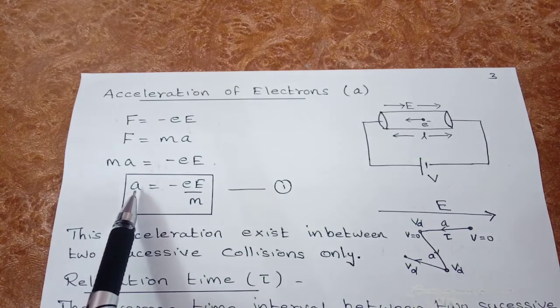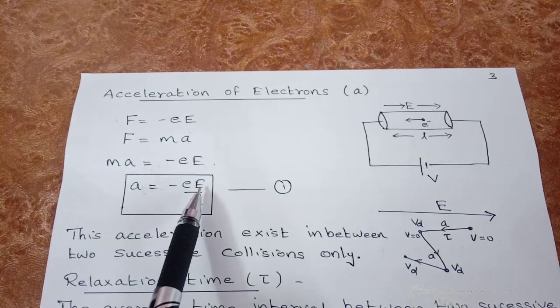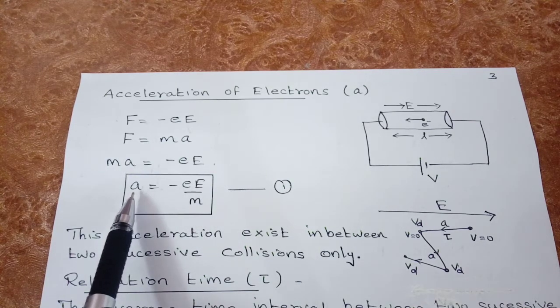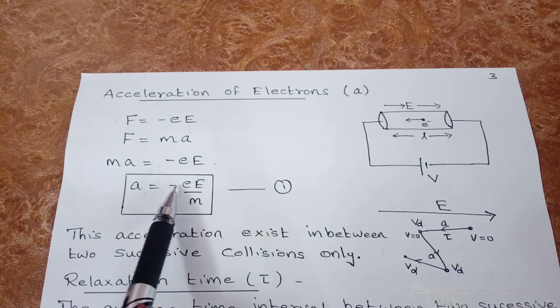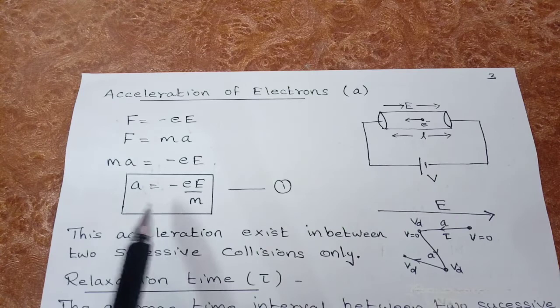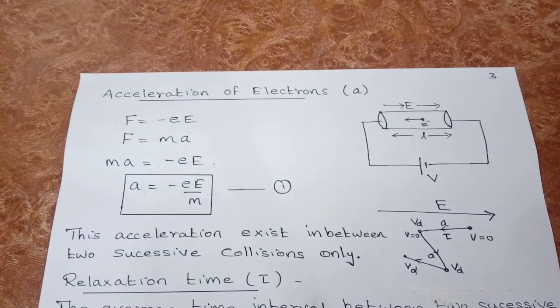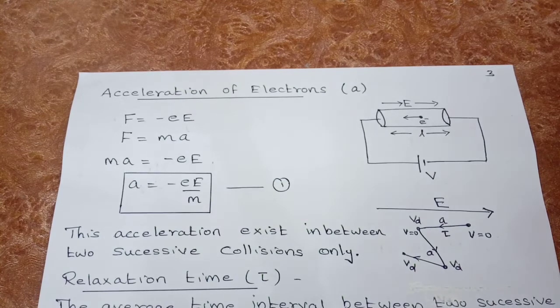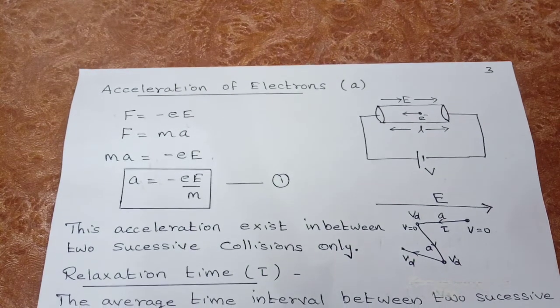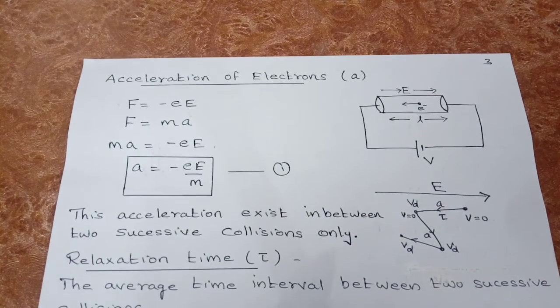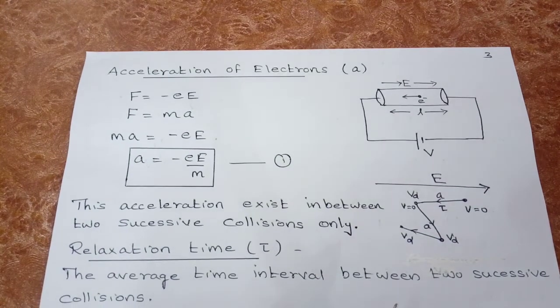Now the acceleration of the electron is directly proportional to electric field. The more the electric field, the more will be the acceleration. Acceleration of the electron is opposite to electric field. That is what this negative sign indicates. Now this acceleration of electron exists only in between two successive collisions, or the effect of acceleration is visible in between two successive collisions. Now let us discuss something about motion of electron inside a conductor.